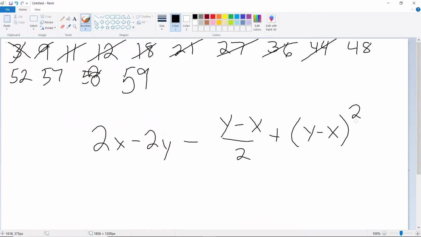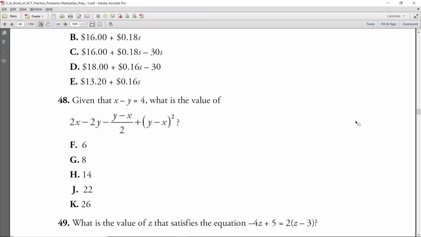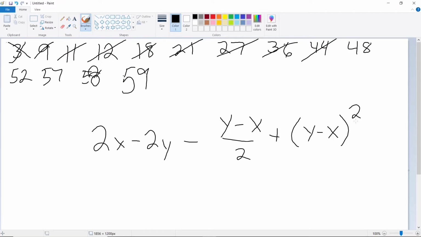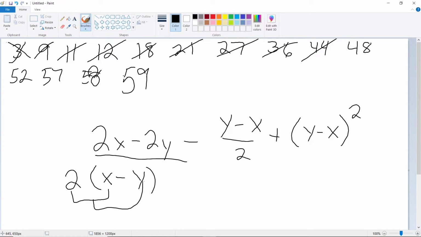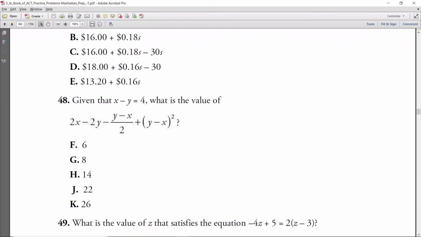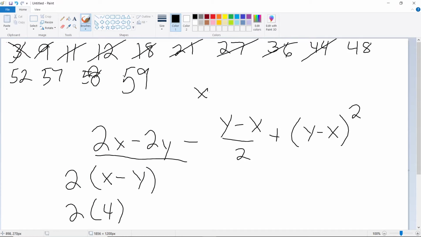All right, well, what you can do here, and this is probably a pretty advanced question, is try to get everything to be x minus y. So notice this is 2x minus 2y. If we take a 2 out of that, we can write 2 times x minus y, because 2 times x minus y is 2x minus 2y. Why did we do that? Because now we can rewrite that as 2 times 4, because x minus y equals 4, according to what they told us.